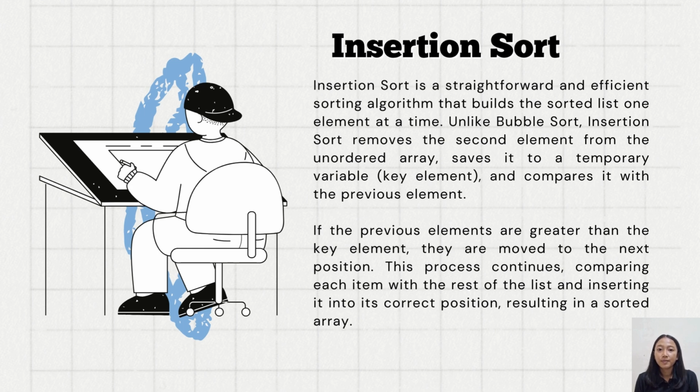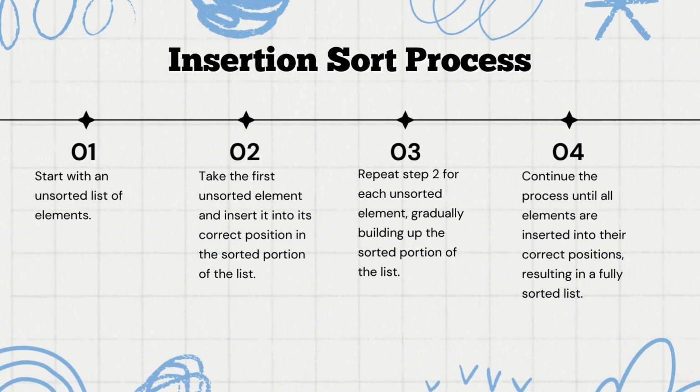If the previous element is greater than the key element, it is moved to the next position. This process continues, comparing each item with the rest of the list and inserting it into its correct position, resulting in a sorted array. Insertion sort process.